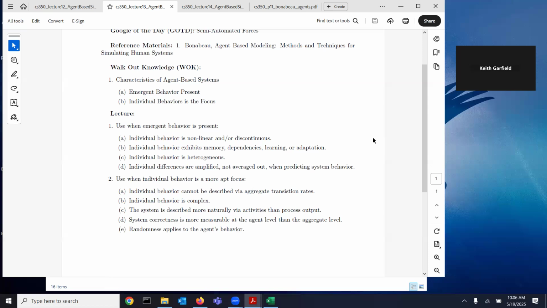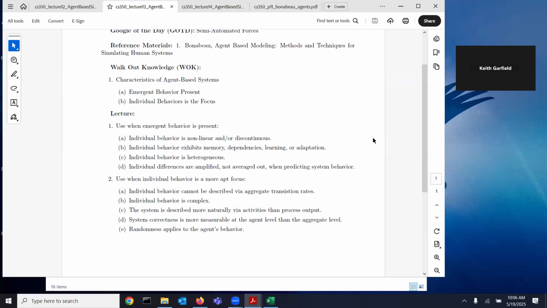System correctness is measurable at the agent level and the aggregate level. What that means is we're talking about validation and verification. So if you're saying, I can take this system and I want to compare it to a real world system, but I don't know how to do that at the aggregate system level, but I can do it at the agent level. In other words, I can say, here's how a human being X tends to behave, and my agent actually does that. That's a good argument to use agent-based systems, because you're modeling the thing that you know you can model correctly. And then you're going to get the aggregate level results.